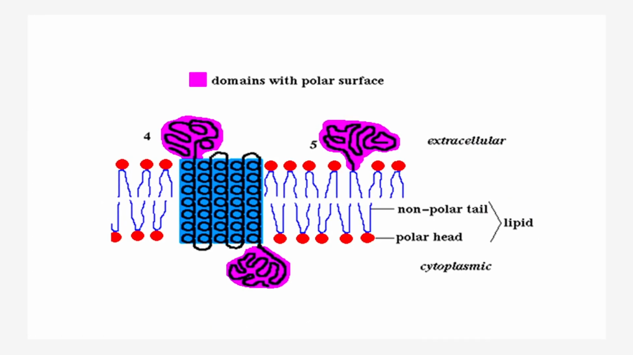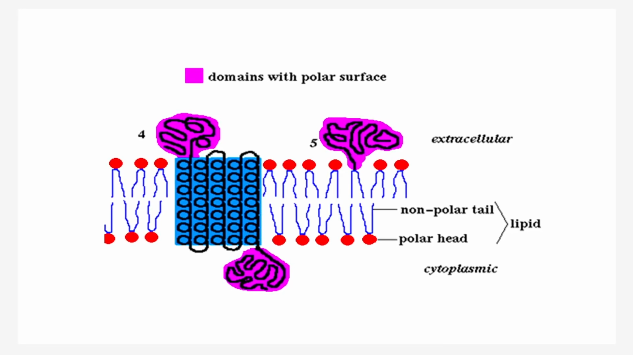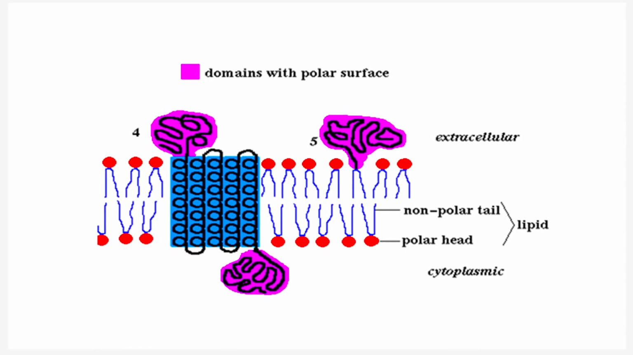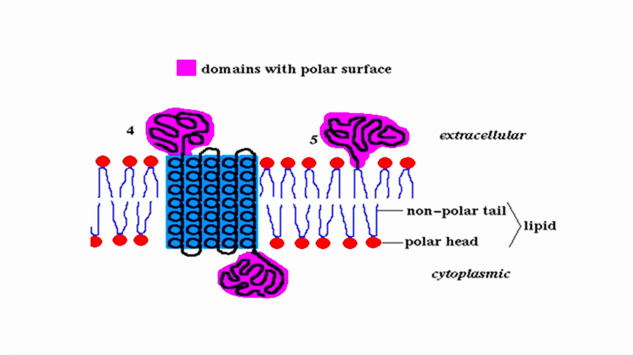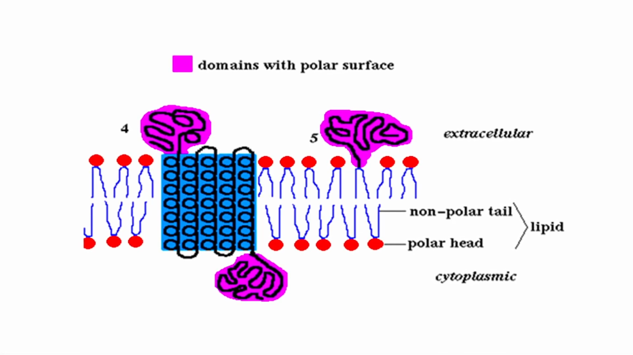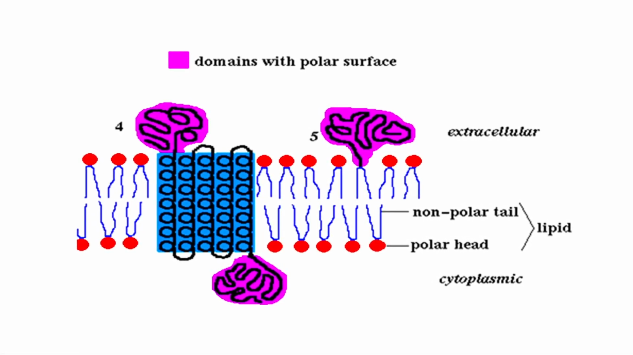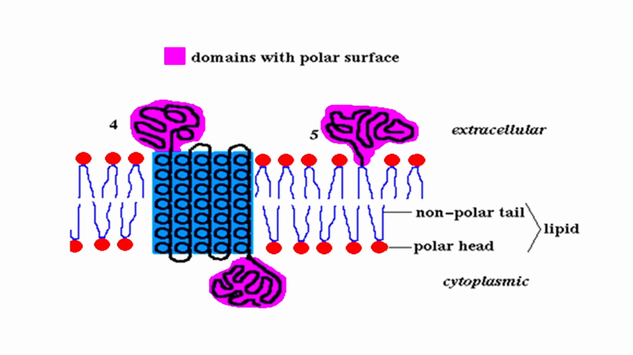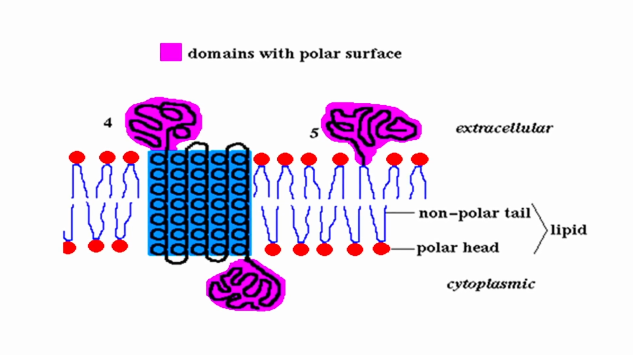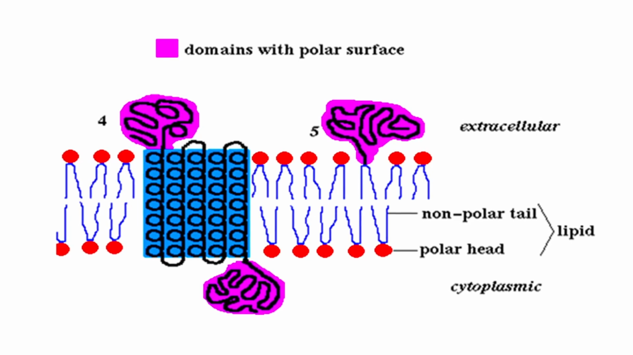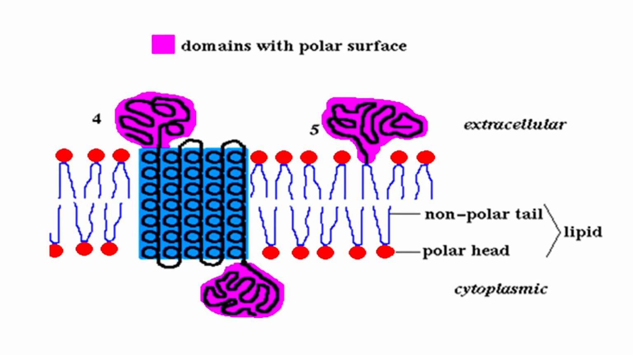This image shows integral membrane proteins, which are embedded in the membrane by one or more stretches of hydrophobic amino acids. A polar head and a non-polar tail compose the lipid, and the proteins are embedded in it.